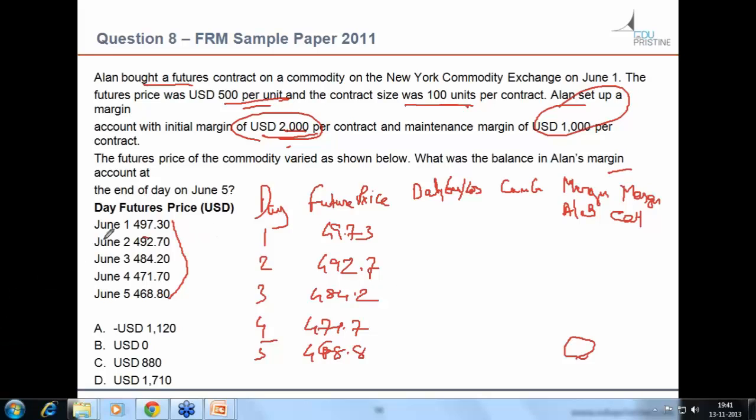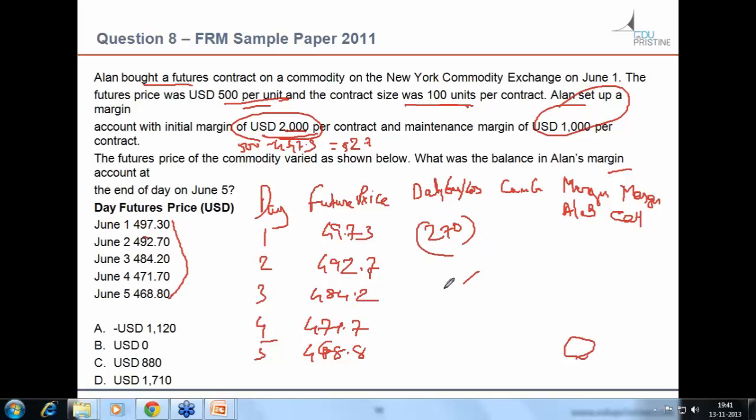Okay, so now he's long the contract. There's a fall in price. What's the fall in price from his price? Okay, it is 500 minus 497.3. So he has lost $2.7. His contract size is 100, so it makes a daily loss of 270.